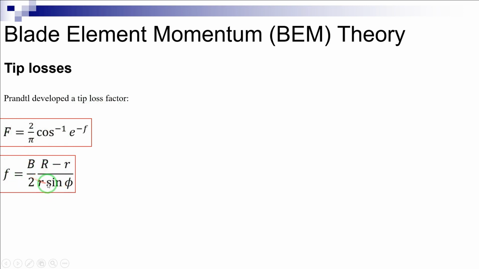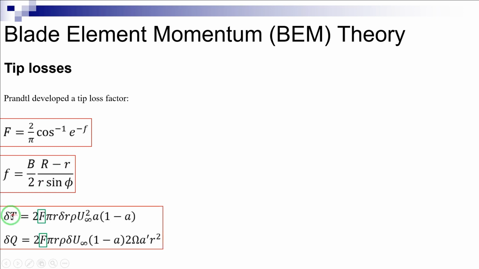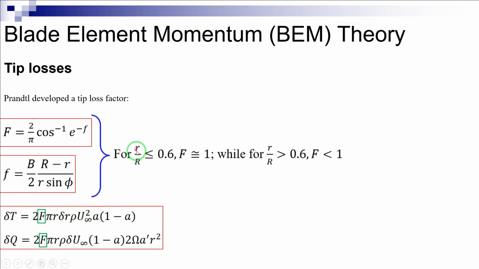Note that here B denotes the number of blades, capital R the rotor radius, and lowercase r the local radius on the rotor. The tip loss factor is introduced into the differential thrust and torque equations as shown here. As a general rule of thumb, for lowercase r divided by uppercase R smaller than or equal to 0.6, f is approximately 1. However, for lowercase r divided by uppercase R greater than 0.6, f is smaller than 1.